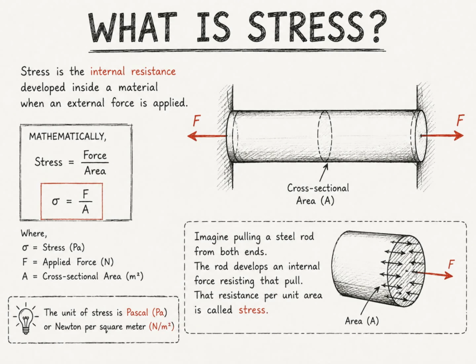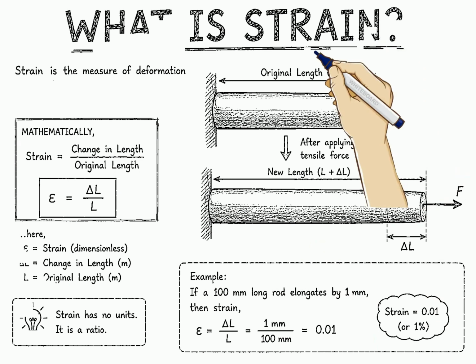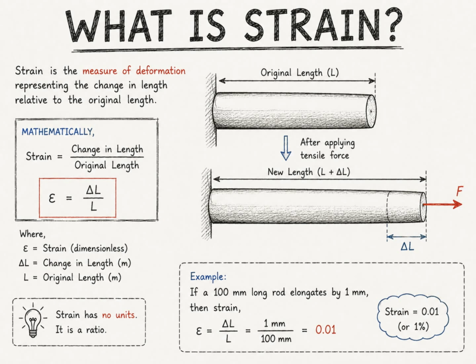Strain quantifies the deformation produced by stress. It measures the relative change in dimensions of a material under loading. Unlike displacement, strain is normalized by the original length, making it independent of component size. Strain is particularly important because excessive deformation can cause functional failure even before the material reaches its strength limit.